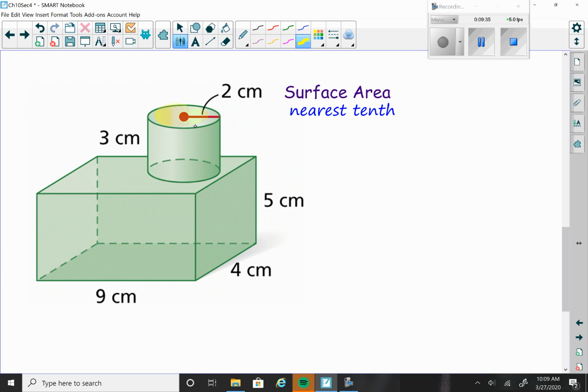So again, the lateral of the cylinder plus just the circle on top. But for the box, you have all 6 sides minus that little circle cut out of the top of the box. So again, I want you to pause the video now and see if you can calculate the surface area of this composite figure. Now this one for sure, round to the nearest 10th. You're going to have to round here. Go ahead and pause it.